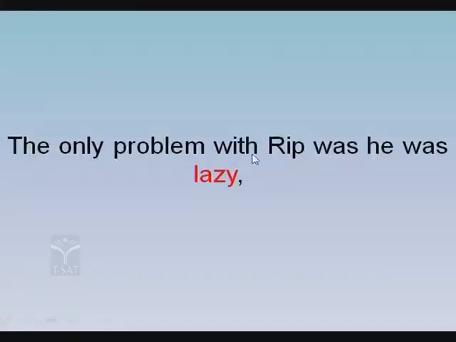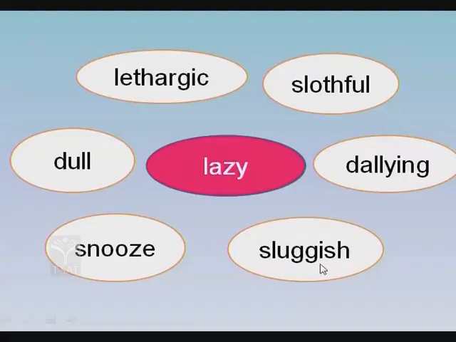The only problem with Rip was he was lazy. So now let us learn the word lazy and the related words of lazy. Dallying, sluggish, snooze, dull, lethargic, slothful. So these are the words related to laziness, and when we use this word lazy or dallying, let us learn those words with their meanings and how to frame them into a sentence.